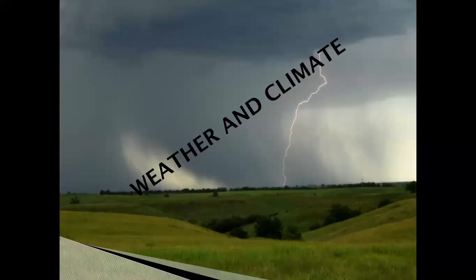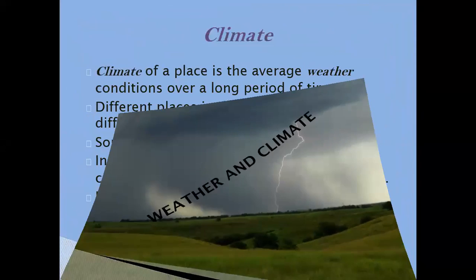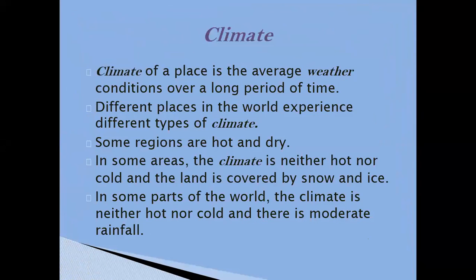Weather and climate. Climate of a place is the average weather conditions over a long period of time. Different places in the world experience different types of climate. Some regions are hot and dry. In some areas, the climate is very cold, and the land is covered by snow and ice. In some parts of the world, the climate is neither hot nor cold, and there is moderate rainfall.